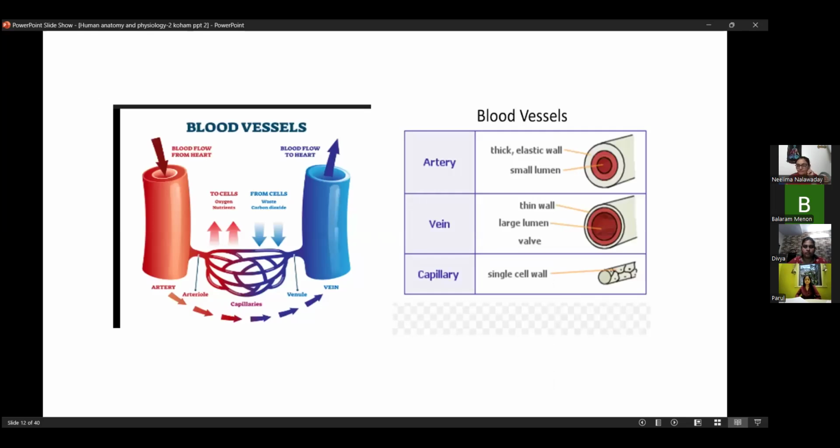Now, blood vessels. Components of blood, we already saw plasma and blood cells. Plasma contains protein, water, salts, all that material, and blood cells: RBCs, WBCs, and platelets. That's it. Now, blood vessels: artery, vein, and capillary. There are three types of blood vessels. They carry blood all over the body.